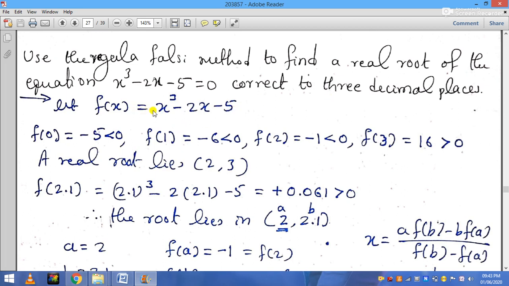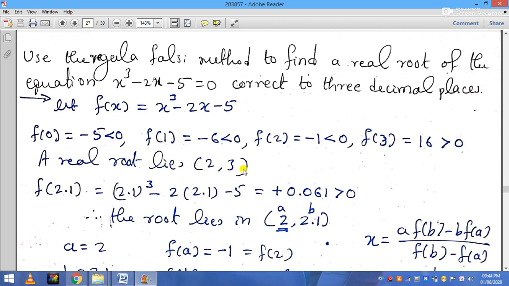So let f of x equal to x cube minus 2x minus 5. Put x equal to 0, 1, 2, 3 etc., and minus 1, minus 2, minus 3 etc., such that we find one negative root and one positive root. Put x equal to 0, we get minus 5. Put x equal to 1, we get minus 6. Put x equal to 2, we get minus 1. Put x equal to 3, we get 16. So by substituting 2 we get negative, by substituting 3 we get positive. Therefore the real root lies between 2 and 3.